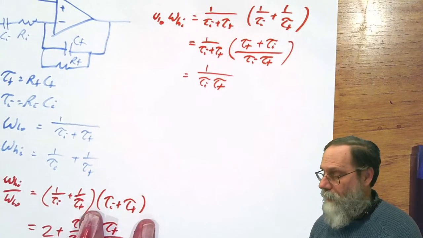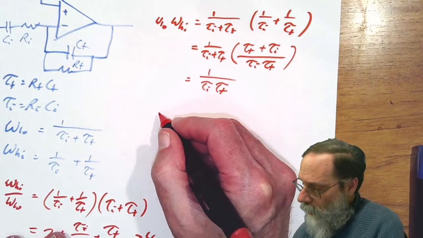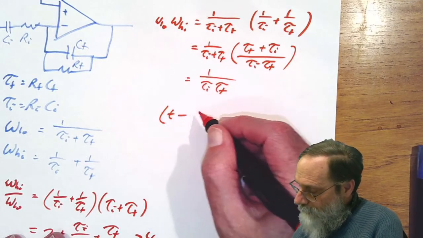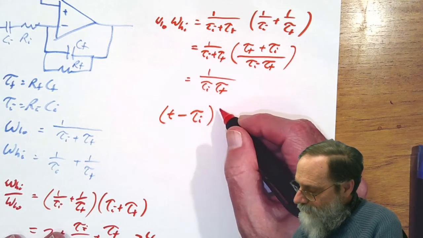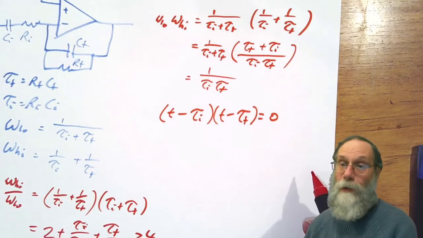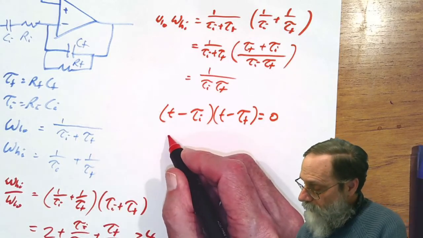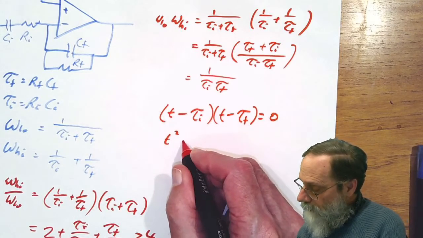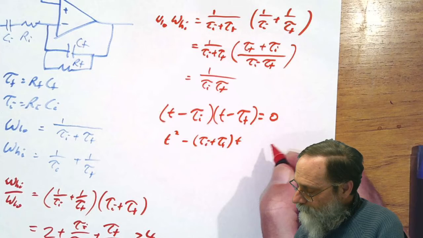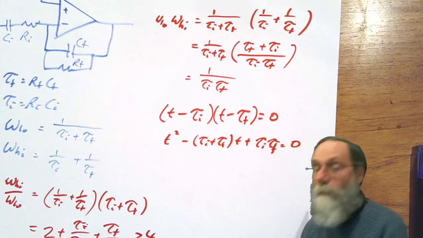But let's take a look at another way of thinking about what that narrow bandpass is trying to get. What are we trying to do? What we're really trying to do is to find the two values of tau. So we can think of it, we've got (t minus tau I) times (t minus tau f) equals 0. That's the two values of tau that we're trying to find. If we write this out, that's t squared minus (tau I plus tau f) times t plus tau I tau f equals 0.